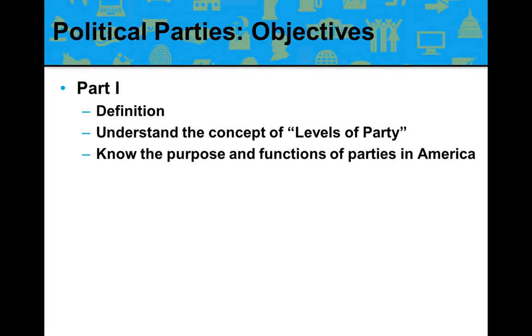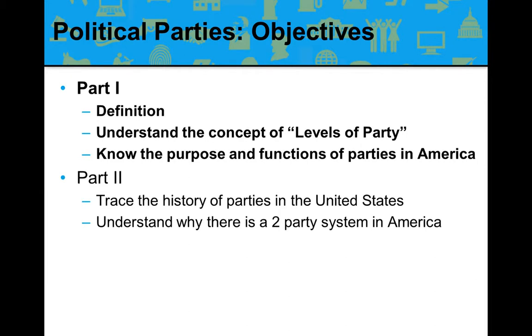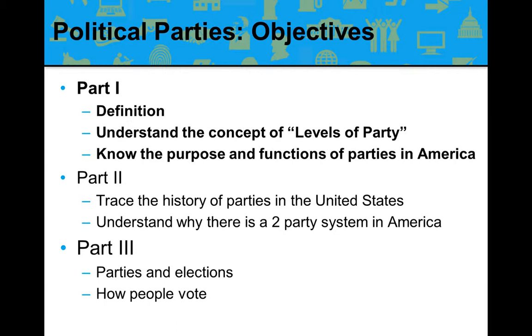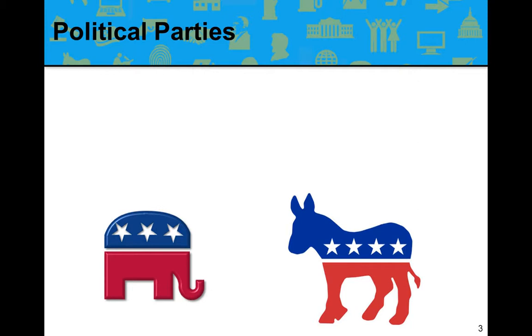So here are the objectives. Part 1 is going to talk about the definition of a political party, understand the concept of levels of party, and then we're going to talk about the purpose and functions of parties in America. The second lecture will look at the history of parties in the United States and explain so that you can understand why there is a two-party system in America. And then the third part will deal more with the elections and how people vote in U.S. elections. All right. Well, let's just start with defining a party.